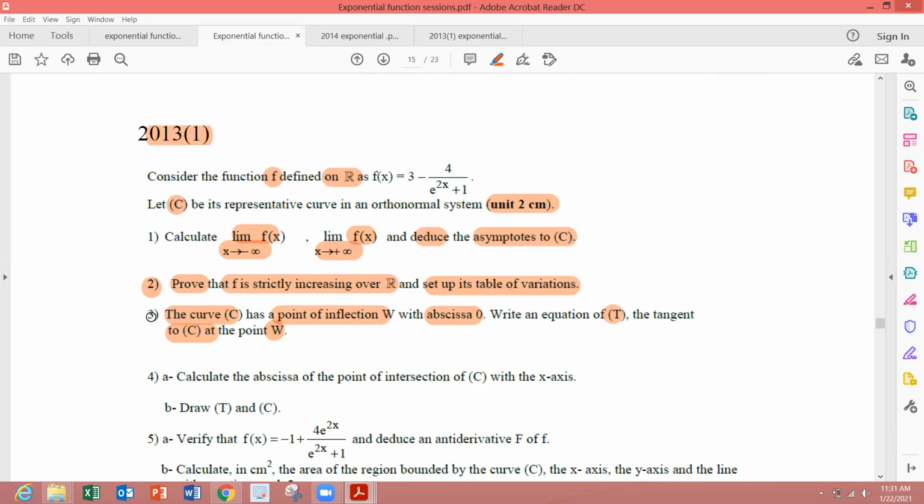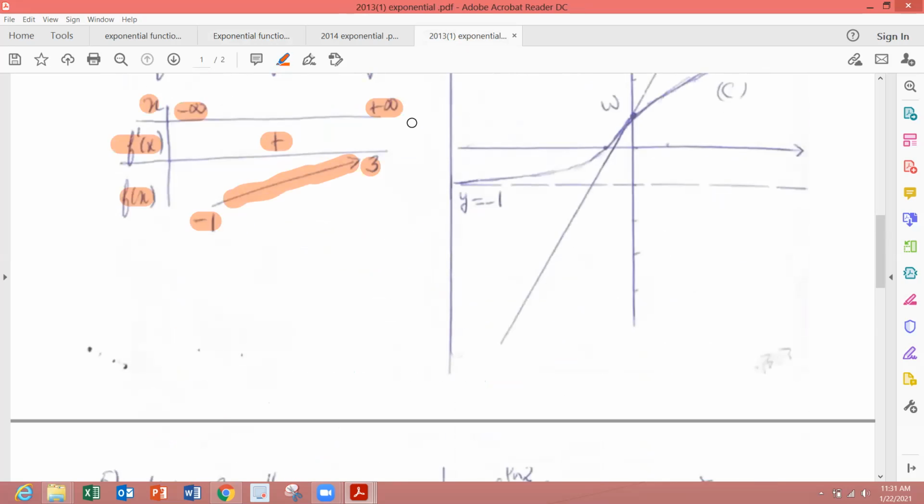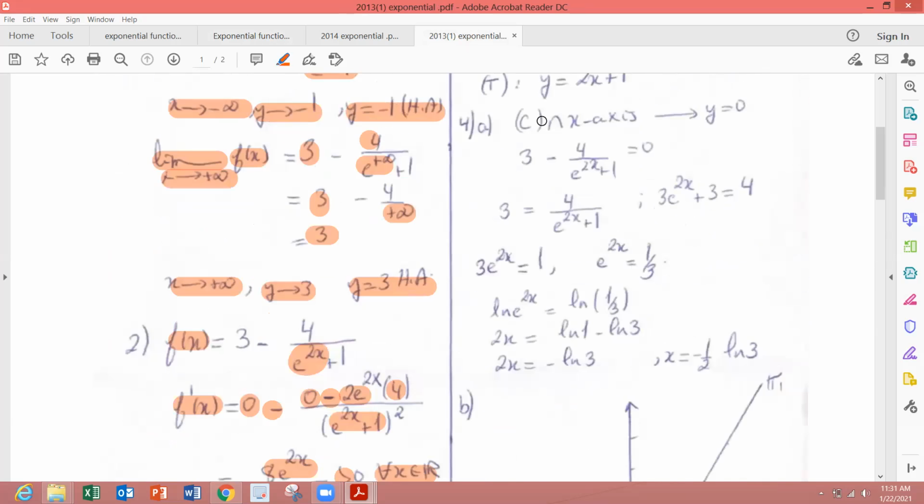How do we find the equation of the tangent? Y minus ya equals slope times x minus xa. How do we find the slope? f prime of xa.